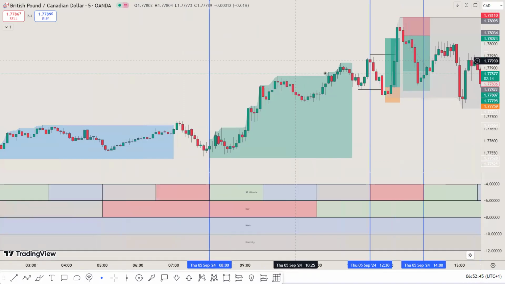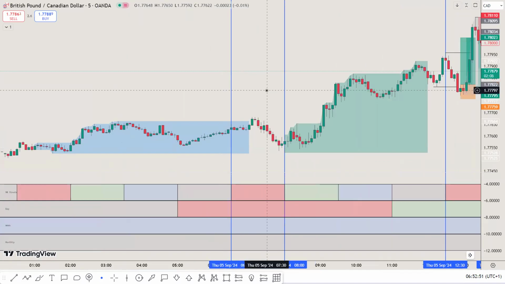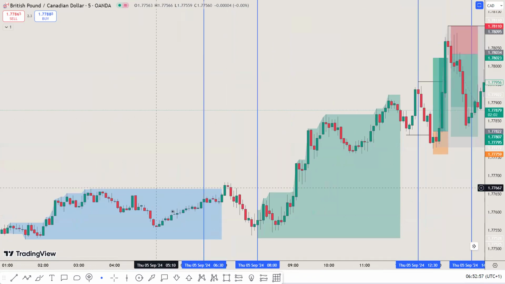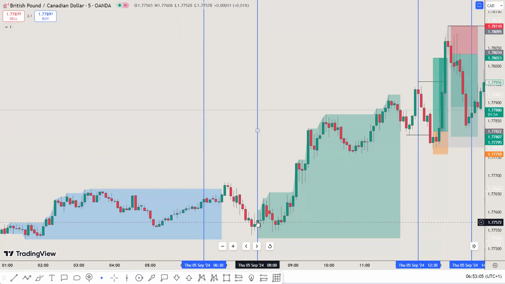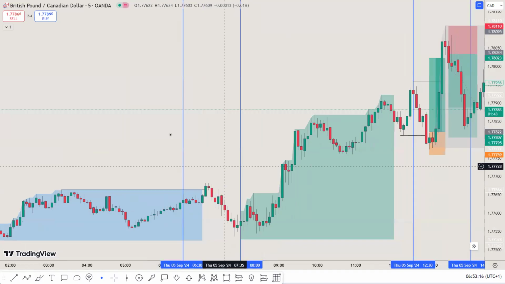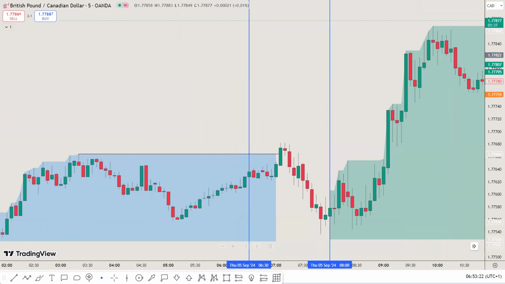All right, so what do we have here? Okay, so take a look at this, guys. We have this high from 6:30 a.m. in the morning to 8 a.m. in the morning. What do we have? We have this high being taken out by this guy, and we have a bearish pin bar. We enter after the bearish pin bar has formed.